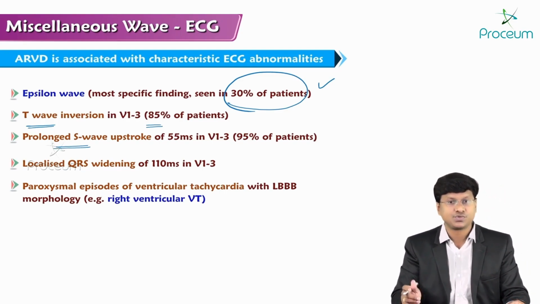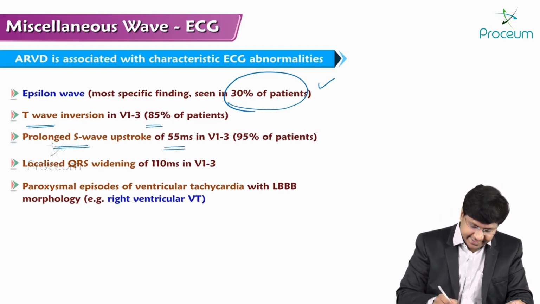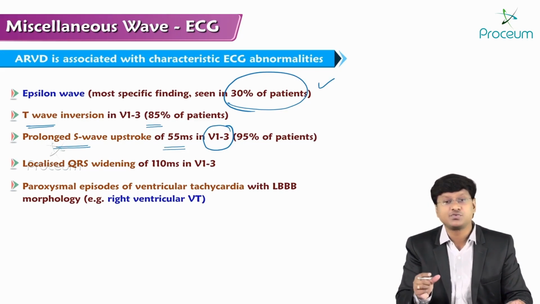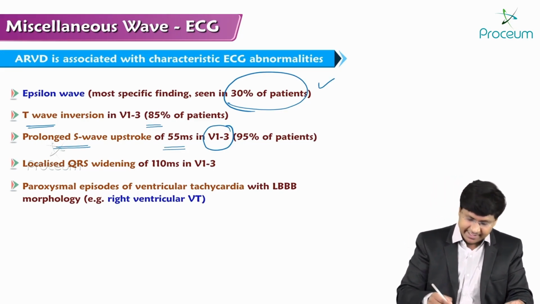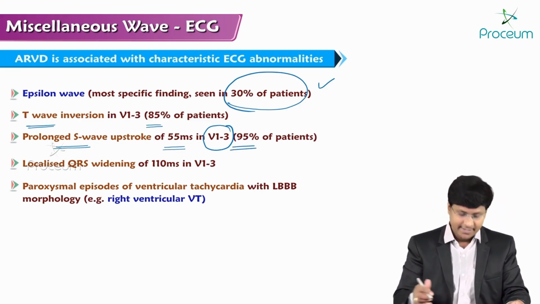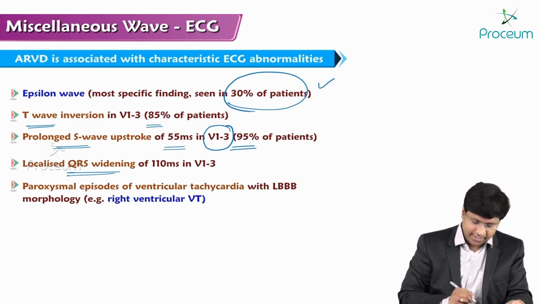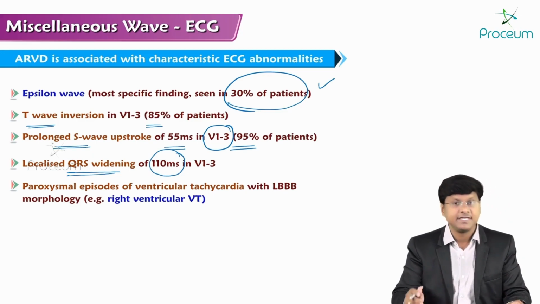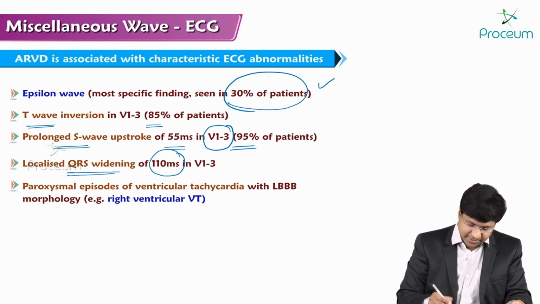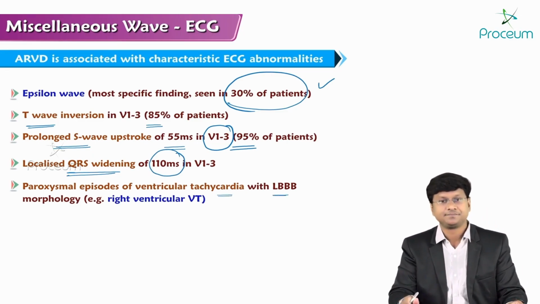Prolonged S wave upstroke of 55 milliseconds in V1 to V3. That prolonged S wave duration will be 55 milliseconds and it is seen in almost 95% of patients, right? And even if you take the QRS widening, it will be around 110 milliseconds in V1 to V3. And there can be paroxysmal episodes of ventricular tachycardia with left bundle branch block morphology.